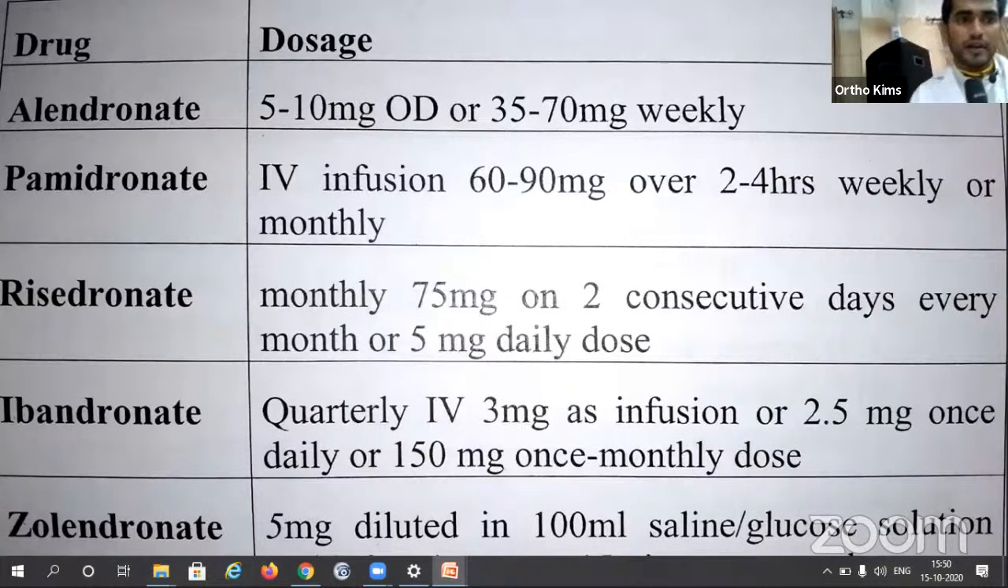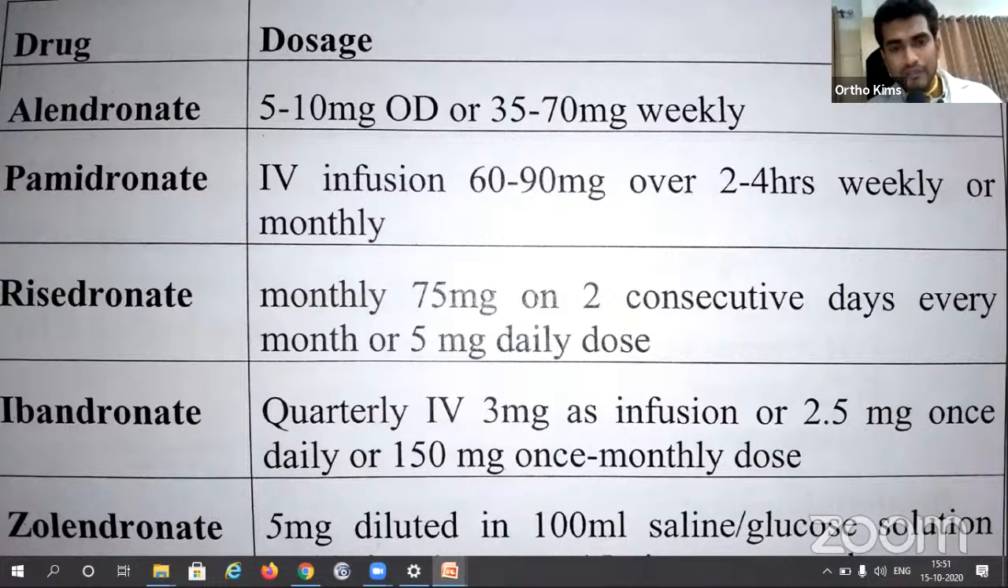Mentioning the dosage, alendronate, the dosage is 5 to 10 milligram OD or 35 to 70 milligram weekly. Pamidronate IV infusion should be given, that is 60 to 90 milligram over 2 to 4 hours weekly or monthly.